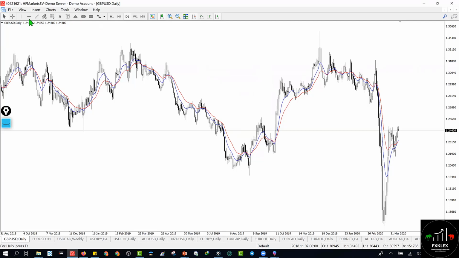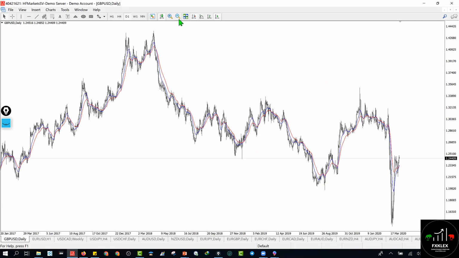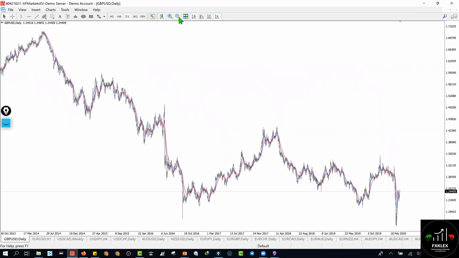Okay, so right here, if you want to draw your trend lines and your key levels, the first thing you need to know is you have to zoom out totally on your chart so that you can see the whole picture of your chart.